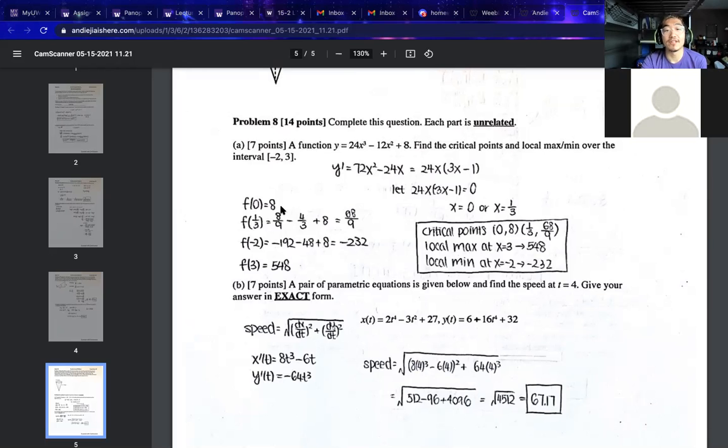There are four numbers you need to put into the original function. If you put x equal to 0, you get 8. If you put x equal to 1/3, you get 68 over 9. If you plug in the lower end of your interval, x equal to -2, the output is negative 232.